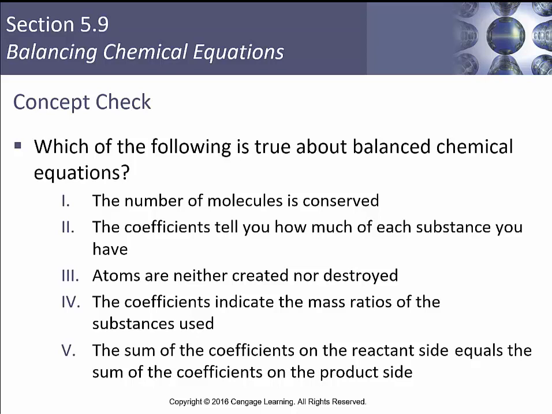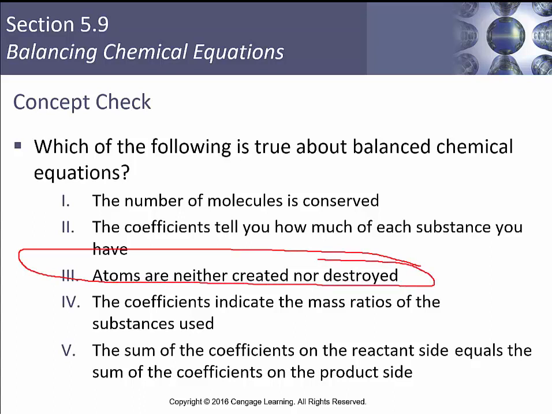The coefficients tell you how much of each substance you have. The atoms are neither created nor destroyed. The coefficients indicate the mass ratios of the substances used, or the sum of the coefficients on the reactant side equals the sum of the coefficients on the product side. And you should know that atoms are neither created nor destroyed. The same number and same type of atoms on both the left hand and the right hand. The number of atoms of each type in my reactants is equal to the number of atoms of each type in my products. Now, the number of molecules may or may not be conserved, right?